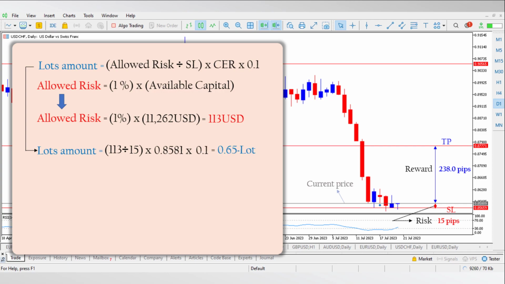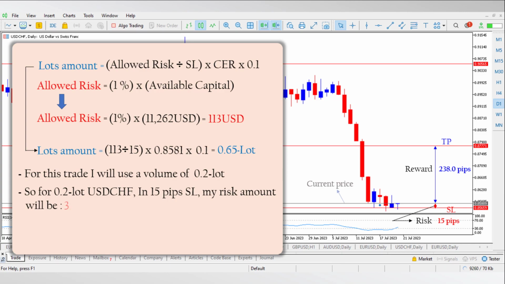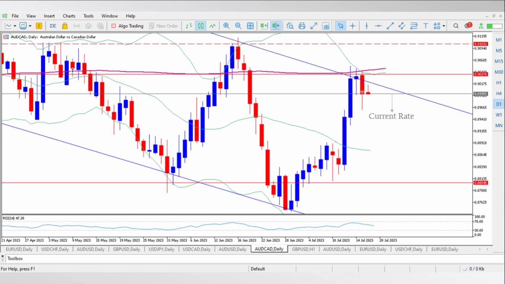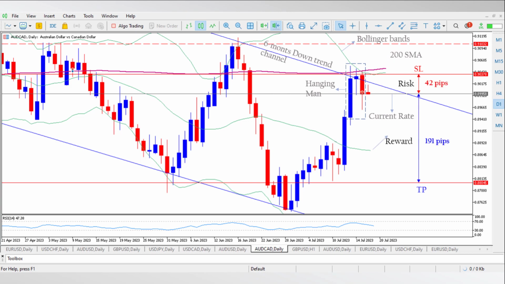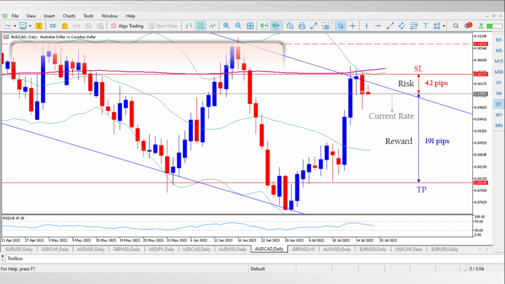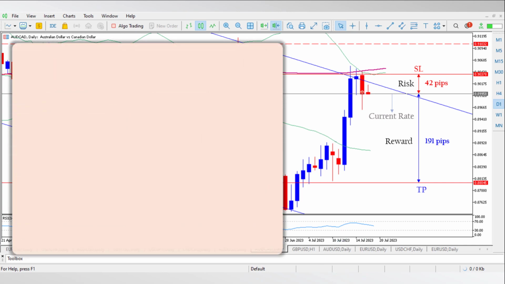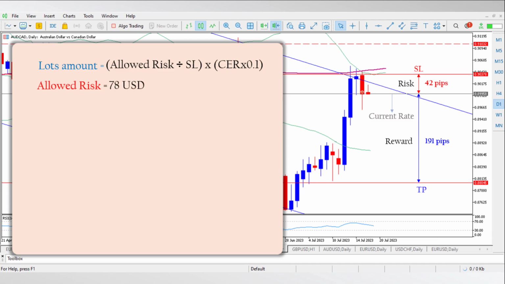In this lesson, you will see how I specify and calculate my position size, risk and reward in a live market. Today, in my live trading, I will place two orders. In the first order, I will long or buy the USD CHF, and in the next trade, I will short or sell the AUD CAD. Also, you will learn how I analyze my trade, and you will see my today's trade result as well.